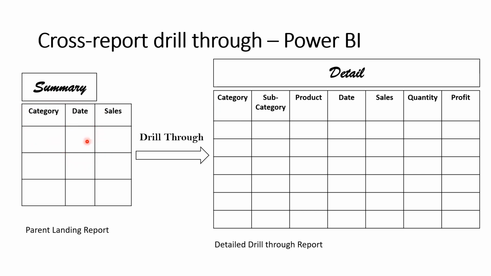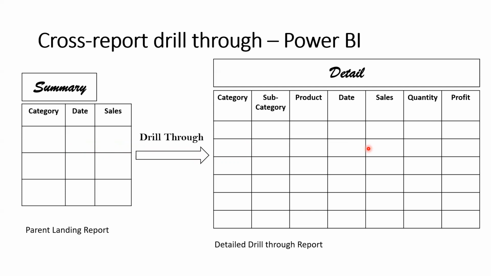And many a time users only need that category wise sales information, but sometimes one wants to understand, against each category, what all subcategory, what all product, and all the other granularity like sales, quantity, profit, etc. Then the user will drill through from category and it will go to the detail.